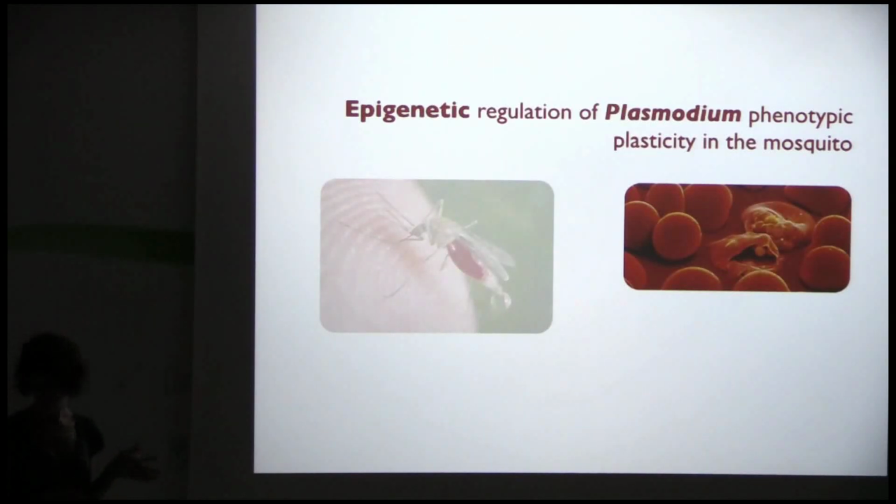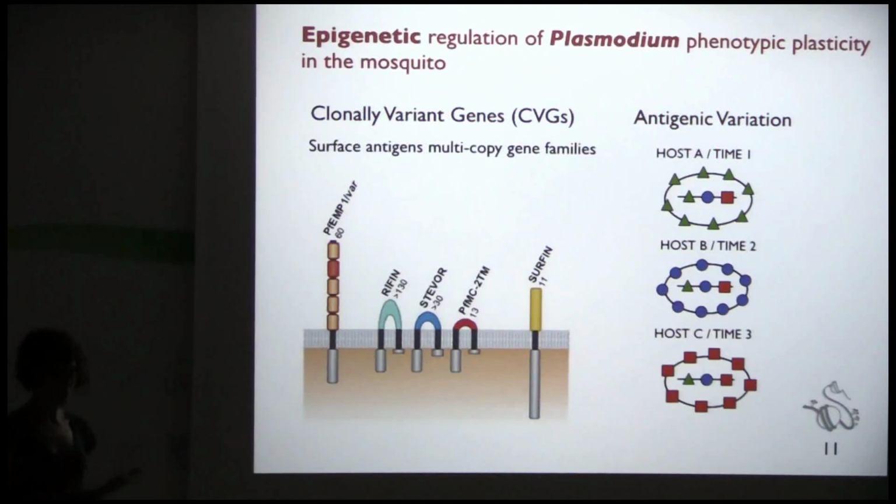Now I'm going to present first the results of the parasite, so to which extent epigenetic mechanisms regulate the phenotypic plasticity of the parasite in the mosquito. What we know about phenotypic plasticity of the parasite is in the blood stages, as I said, and in these stages and in culture conditions, we know that the adaptation ability of the parasite to respond to the conditions that it encounters in the host depends on these families of genes that are called clonally variant genes.